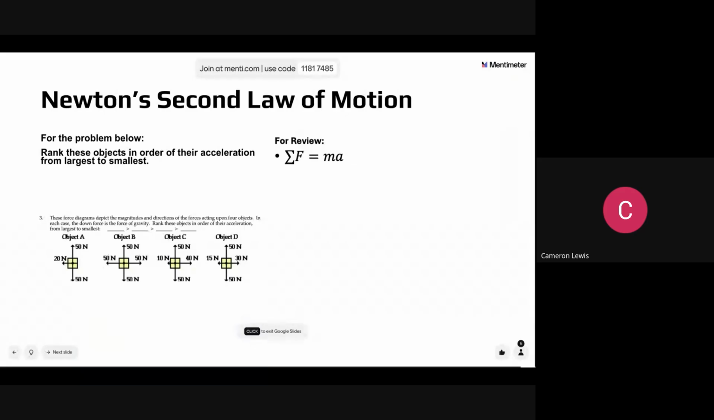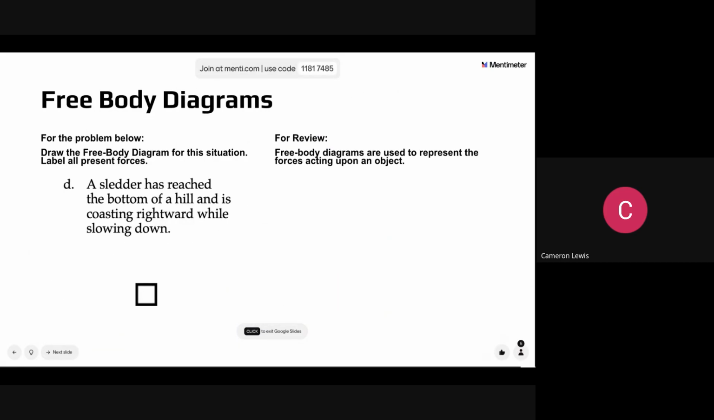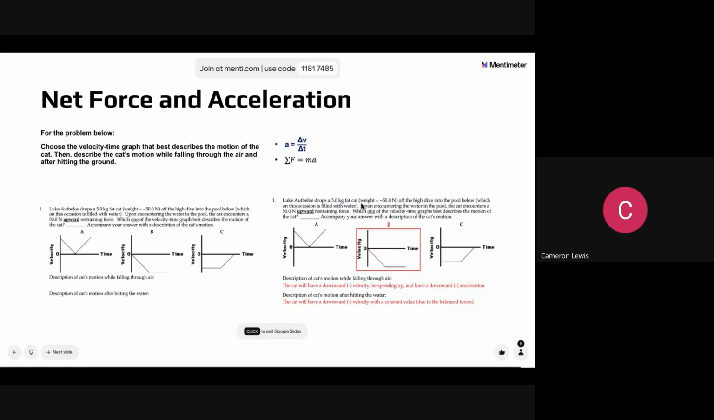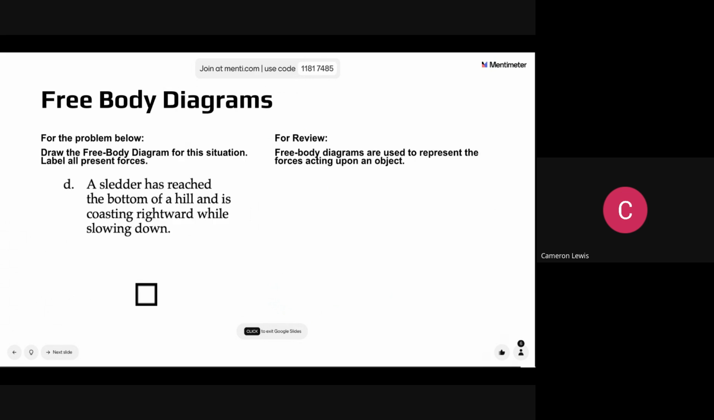Then we get into Newton's second law. We looked at force and acceleration. I remember this one, yeah. Looking at this one, relating it to velocity time graphs that we've seen before as well, to be able to talk about that motion.